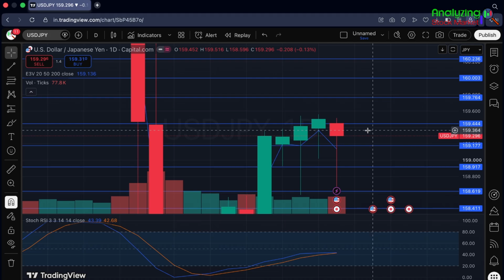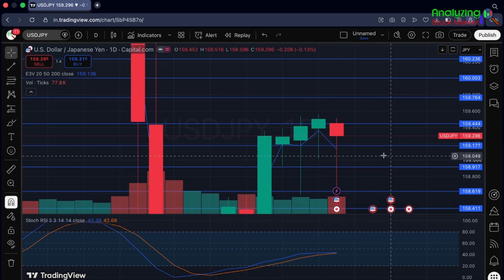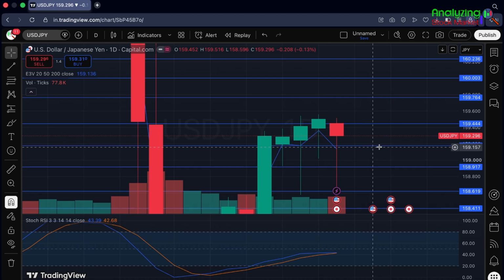Now let's talk about my opinion on USDJPY for this week. According to the previous week's momentum, I'm expecting a negative move in this trend, that is 159.177 to 158.917. I'm expecting a negative move. We can even see a fall till this level as well. But overall, my expectation is negative.